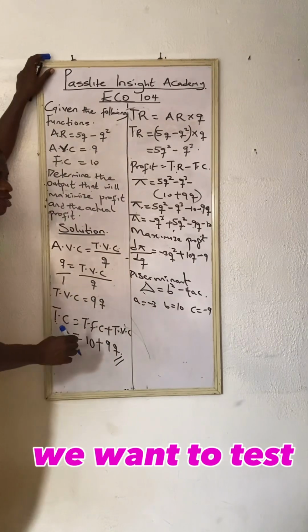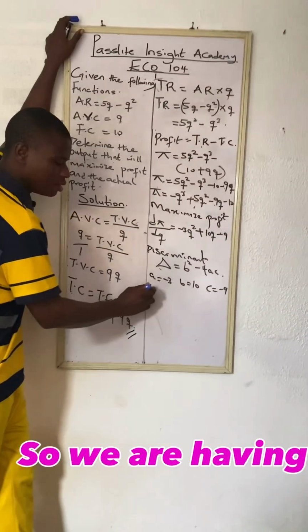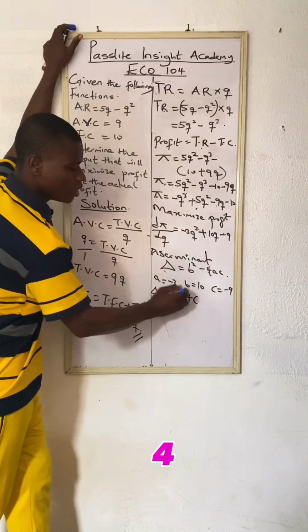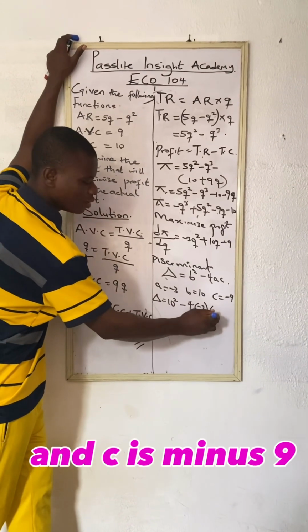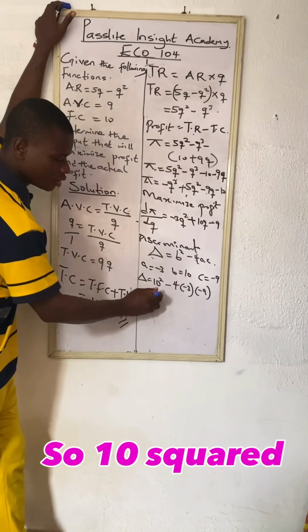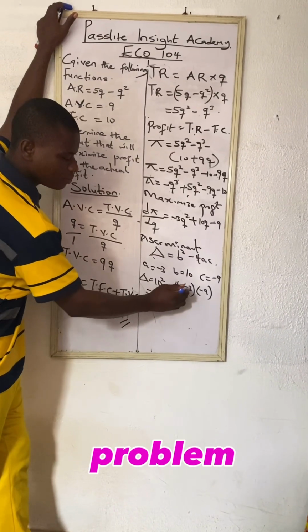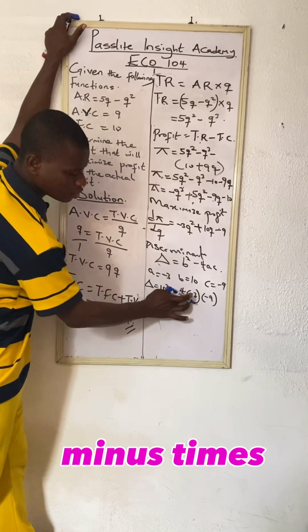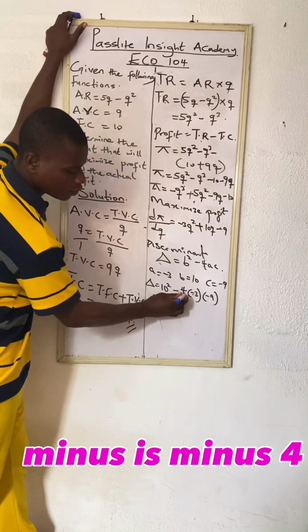We want to test that discriminant of the root. So we're having b squared. What is b? 10 raised to power 2, minus 4, a is minus 3, and c is minus 9. That is using this formula, b squared minus 4ac. So 10 squared is 100, minus times minus times minus is minus, 4 times 3, 12.